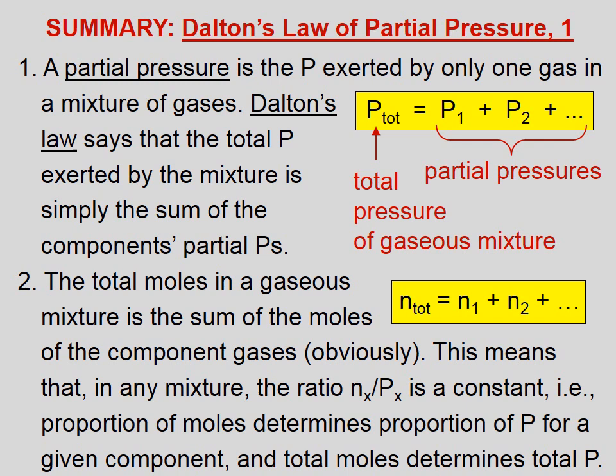Let's summarize Dalton's law of partial pressure. 1. A partial pressure is the pressure exerted by only one gas in a mixture of gases. Dalton's law says that the total pressure exerted by the mixture is simply the sum of the components' partial pressures. 2. The total moles in a gaseous mixture is the sum of the moles of the component gases. Obviously. This means that, in any mixture, the ratio N to P for any gas is a constant. That is, the proportion of moles determines the proportion of the pressure for a given component, and the total moles determines the total pressure.